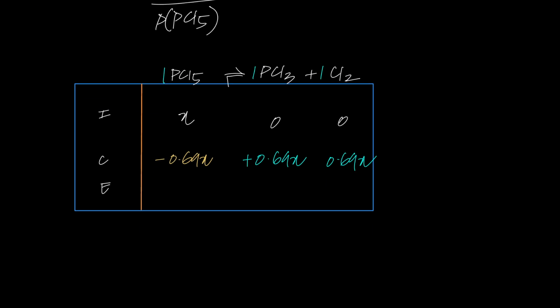So what are my moles at equilibrium? X minus 0.69X. What do you get? 0.31X. And here, 0.69X and 0.69X. Trust me, just keep on doing it. Total moles are what? Add all of them together.